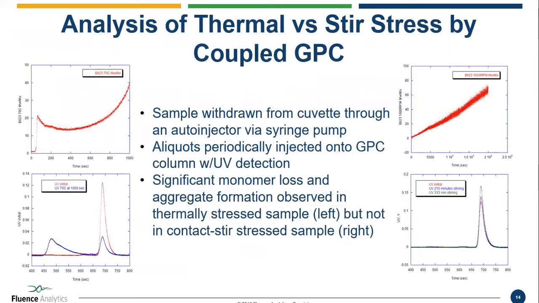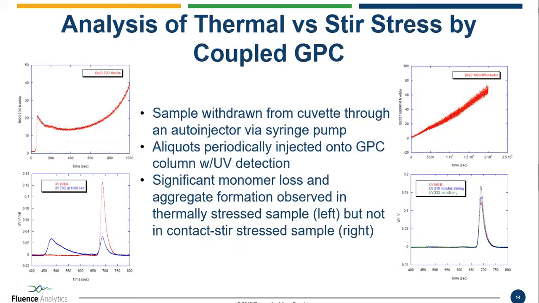So for an initial example of some work we've done using secondary detection systems, this is looking at stir stress versus thermal stress via coupled GPC. This system was set up, again, using a syringe pump to pull through the auto injector, and then we would periodically inject onto the GPC column. And we see some pretty drastic differences in the GPC data between the thermal and the stir stress.